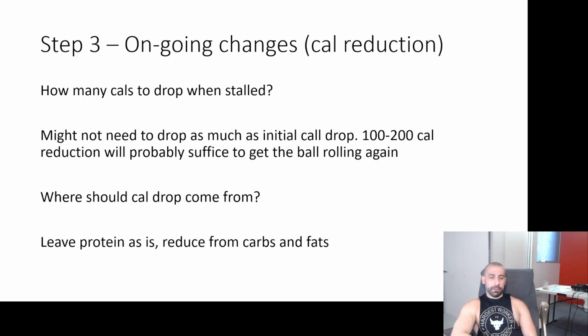From that, we haven't talked about how you set up your protein, carbs, and fats, which I'm going to go over in a sec. So where should that calorie drop come from? How much carbs should I drop and how much fat should I drop when I'm doing that 100 to 200 calorie reduction? Likewise, we're going to go through how to set up your macros, specifically your protein, carbs, and fats. We're going to do that now, and then I'll come back to answering this question.